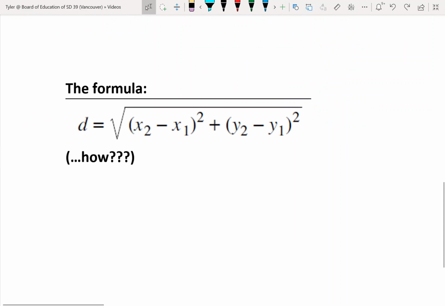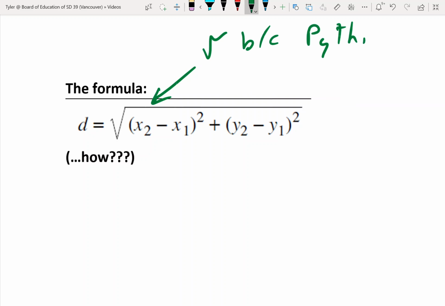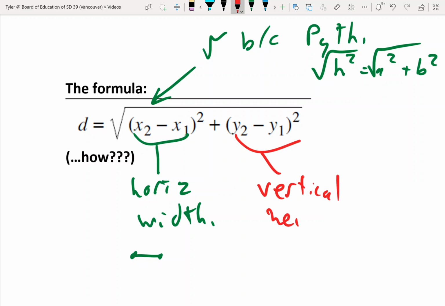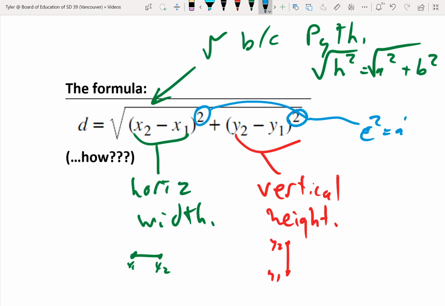If we look at this formula really quick, we square rooted because of Pythagorean. H squared equals a squared plus b squared, so we had to square root both sides. This was the horizontal width, which was when we did the 2 points and subtracted them so we could find the distance. And then this was the vertical height, which again, we did by doing y2 minus y1. This was x2 minus x1. We had to do the squareds because, again, in Pythagorean, it's c squared equals a squared plus b squared. Those are the squareds that we had.